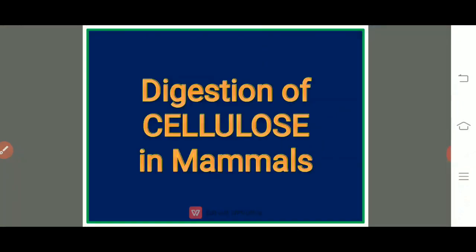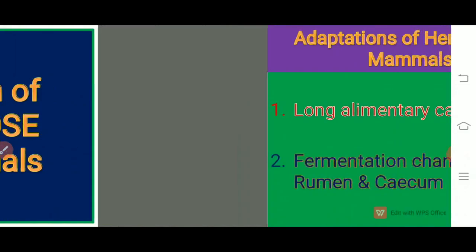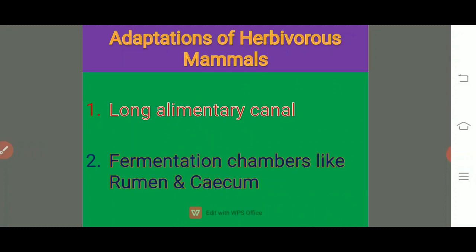Now come to the digestion of cellulose in mammals. How do mammals digest their food material which is in the form of cellulose? Herbivore mammals have certain adaptations. The first one is the long alimentary canal. The long alimentary canal facilitates that the nutrients are stored for longer times. During this storage period, there is every possibility to digest the food material in an efficient manner, and the digested food is effectively absorbed in the alimentary canal. So that is the usage of the long alimentary canal.